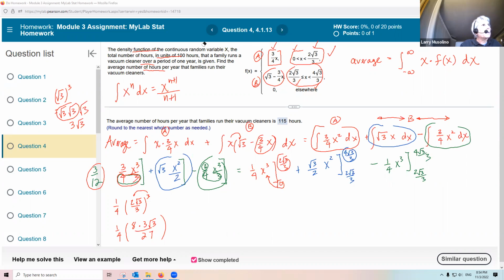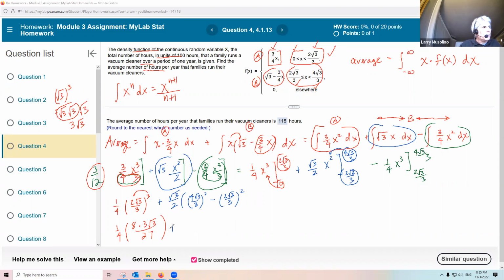So I'm going to do it here. Yep. So we got the square root of 3 over 2. And I'm plugging in this upper bound now. So I have (4 square root of 3 over 3) squared, and I'm going to subtract the lower bound, which is (2 square root of 3 over 3) squared.